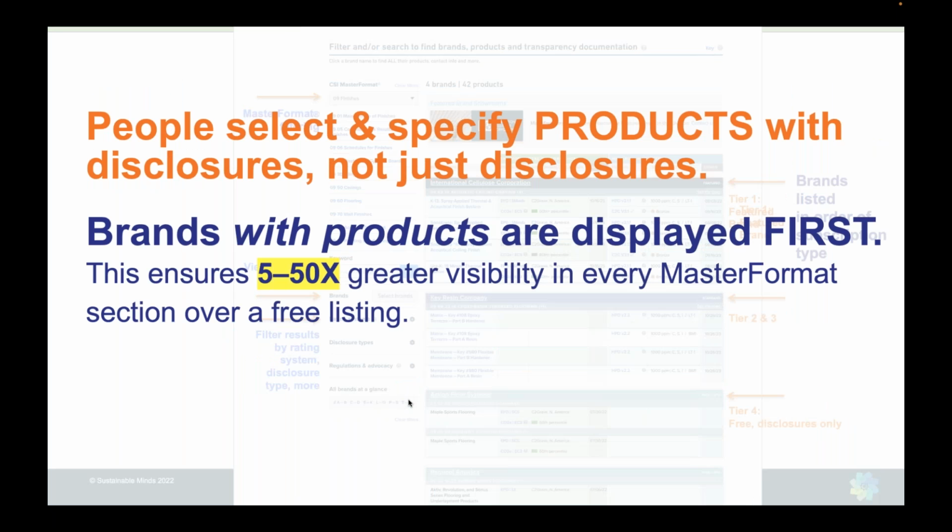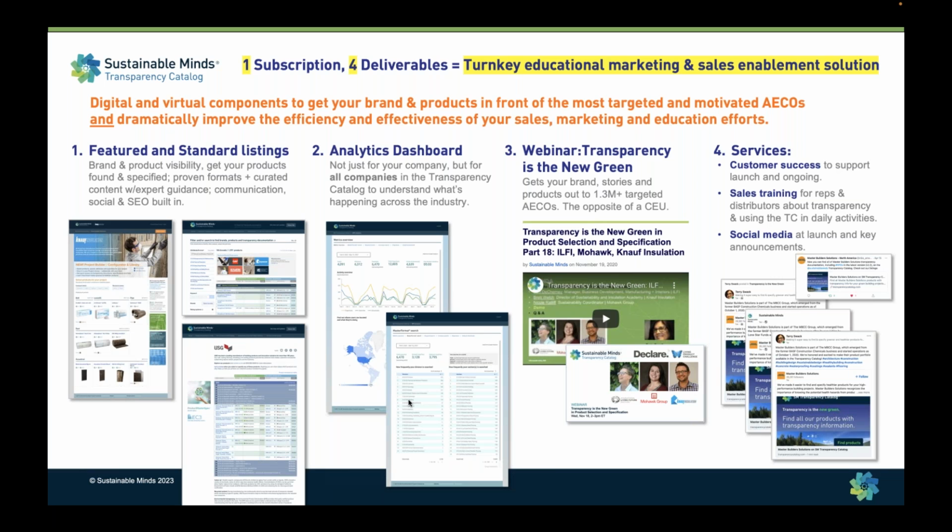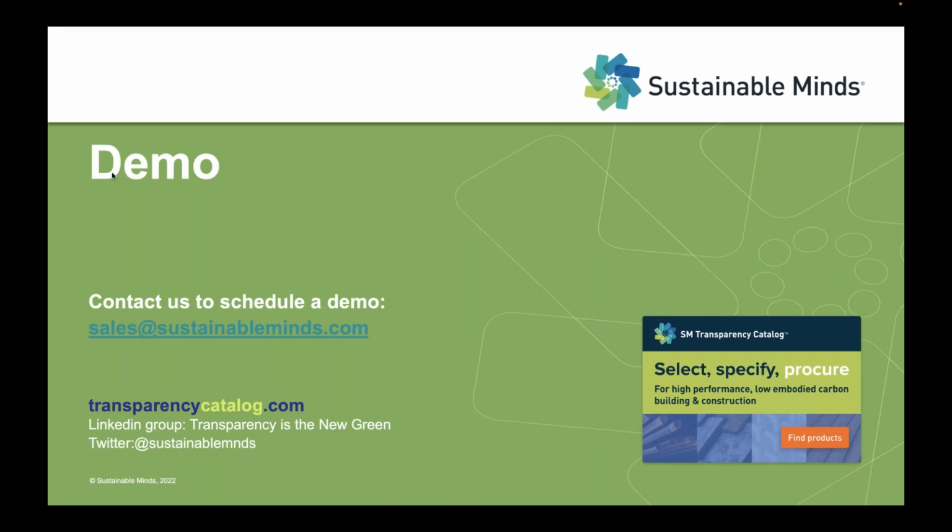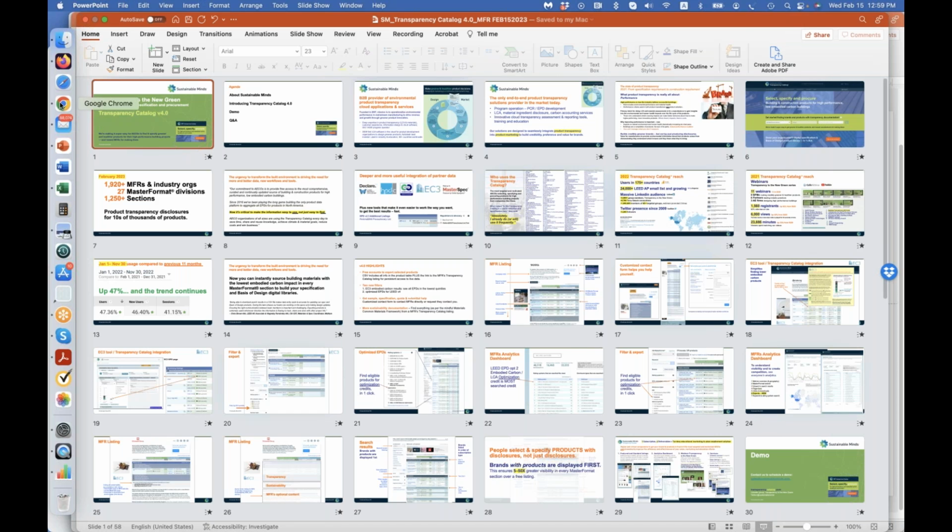People don't just specify disclosures, they specify products with disclosures. And the analytics bear out that brands with products get 5 to 50 times more visibility in every MasterFormat section over a free listing. We would be happy to meet with any of you after this call and walk through all of the deliverables included in the annual subscription.